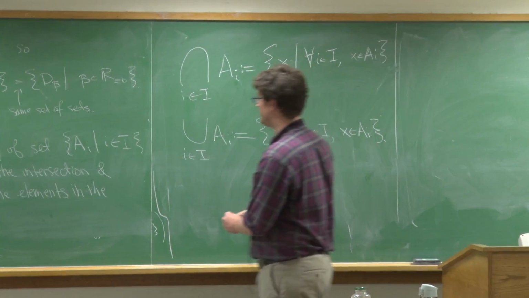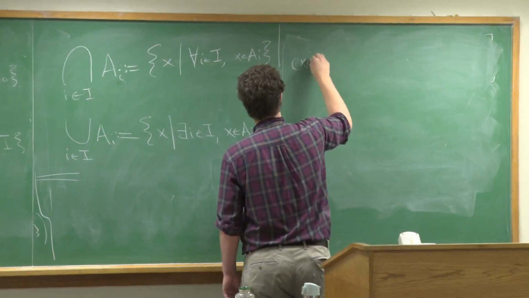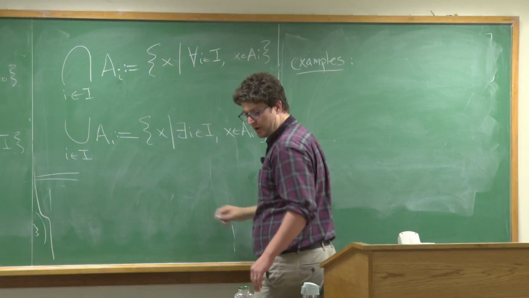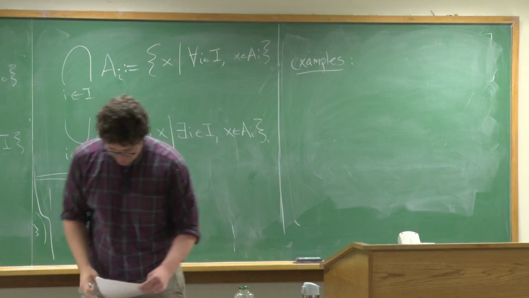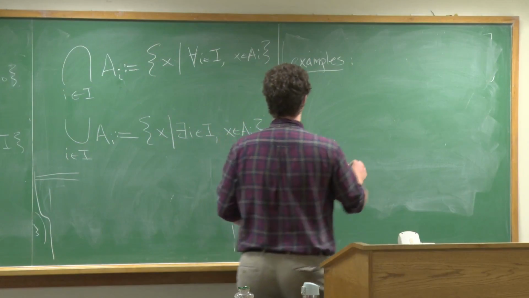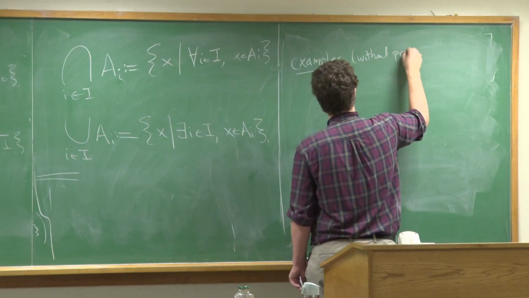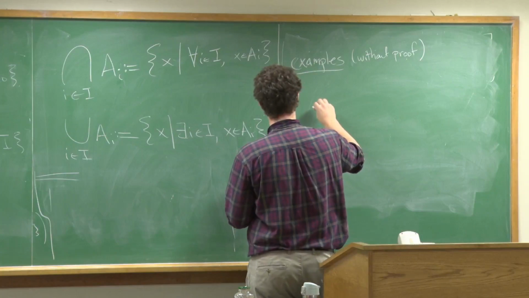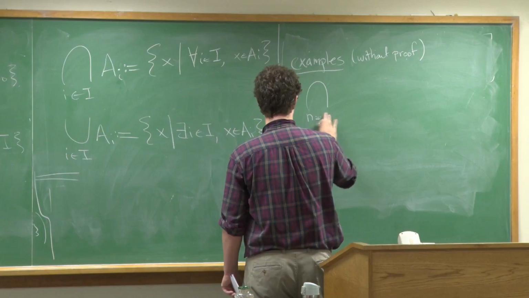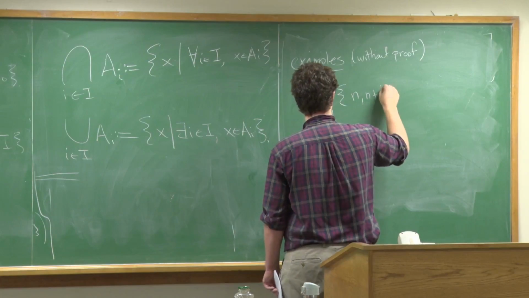So let's do some quick examples. What I want to do, and this is why I'm going to have to talk about the least upper bound property, but let's say this one. This is without proof for now, just so we can understand the meaning. So the intersection here, for n in the natural numbers, of this set [n, n+1], what should this be?